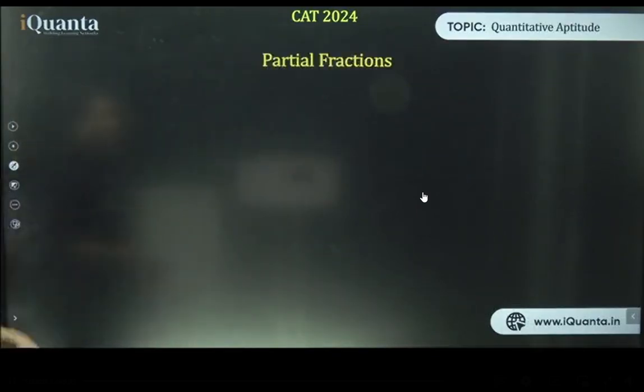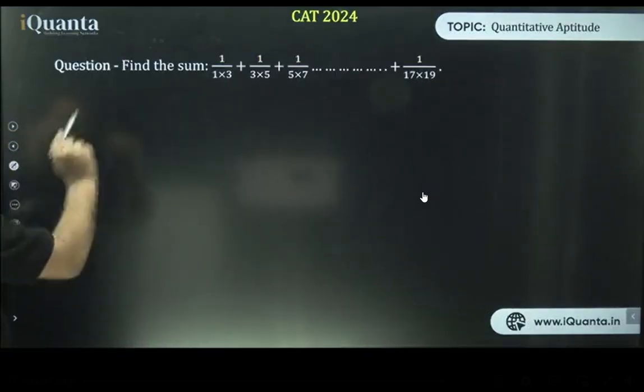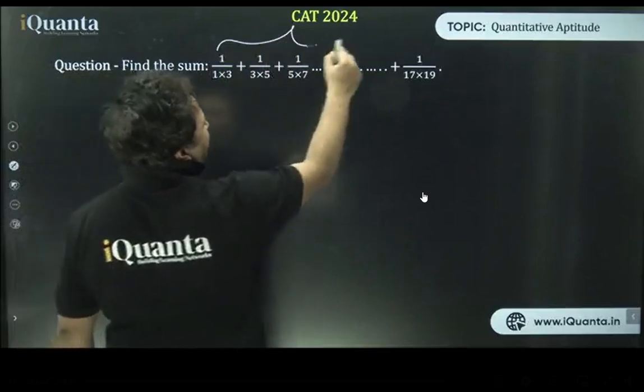Now coming to the next part, partial fractions. Session खत्म नहीं हुआ है. Wait. There's one question left. Partial fractions के बोलने से पहले, let us try to solve this question. This is a very common question which comes in CAT normally. So what happens here?